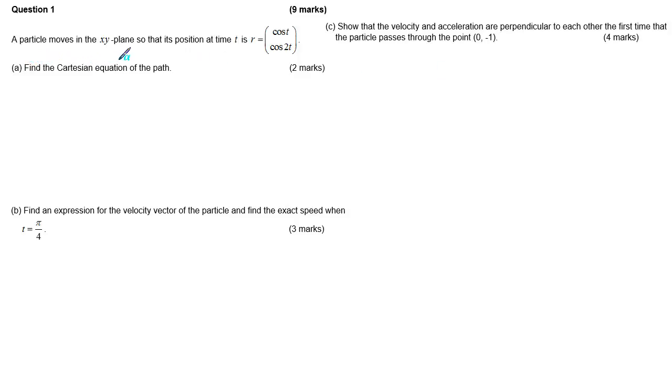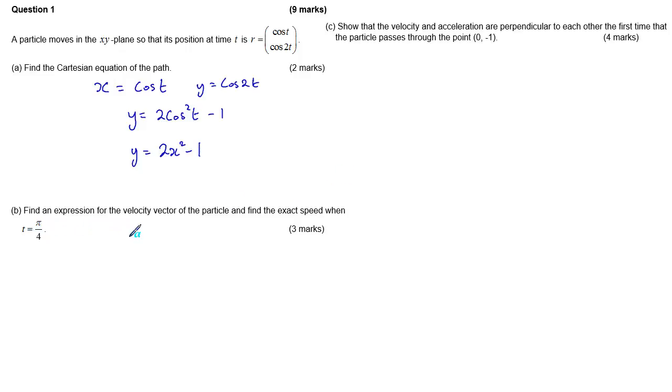A particle moves in the xy plane so that its position at time t is r = (cos t, cos 2t). Find the Cartesian equation of the path. Well, we can see that x will be equal to cos t and that y will be cos 2t. Now, one trigonometric identity we know for this is 2 cos squared t take away 1, and cos t is x, so we can say that y is 2x squared minus 1.